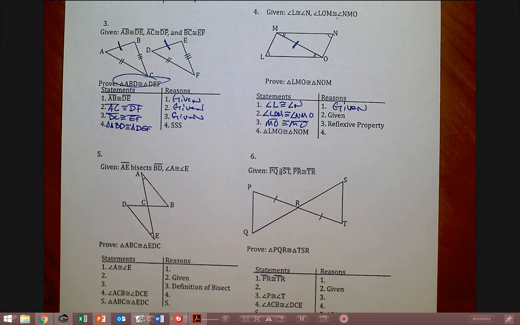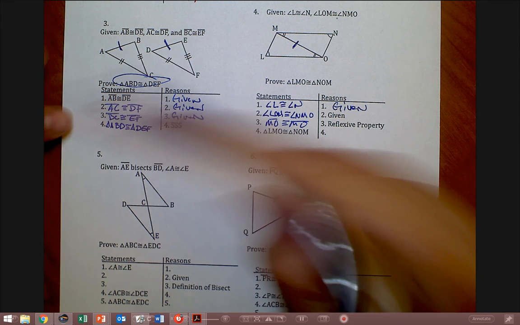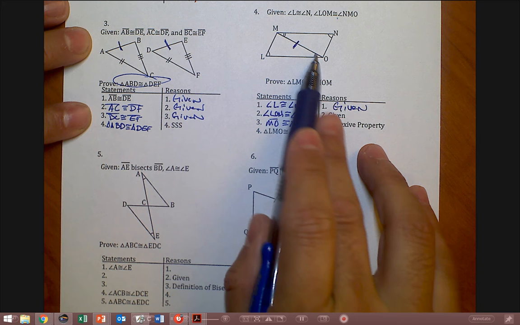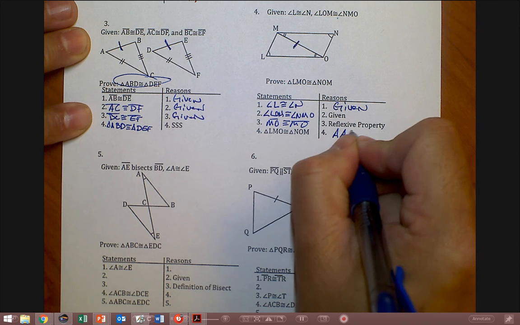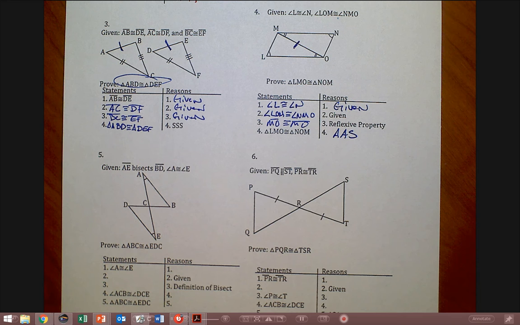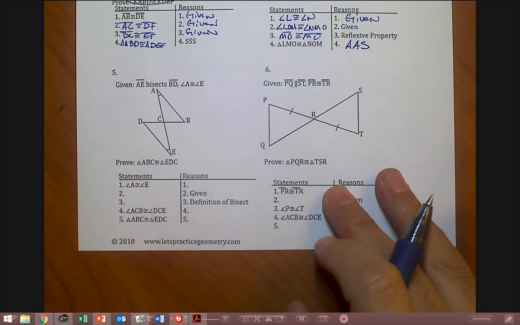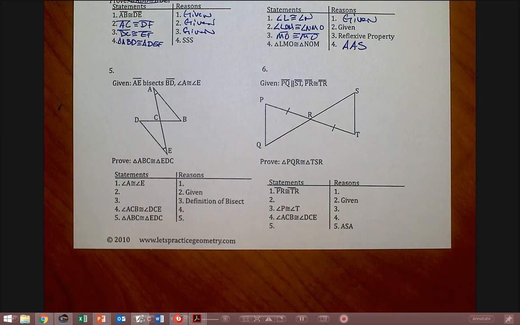So, how are these two triangles congruent? Angle, angle, side. If you look, angle, angle, side, angle, angle, side. Right? Okay, so let's keep going. So, 5, 2 minutes.